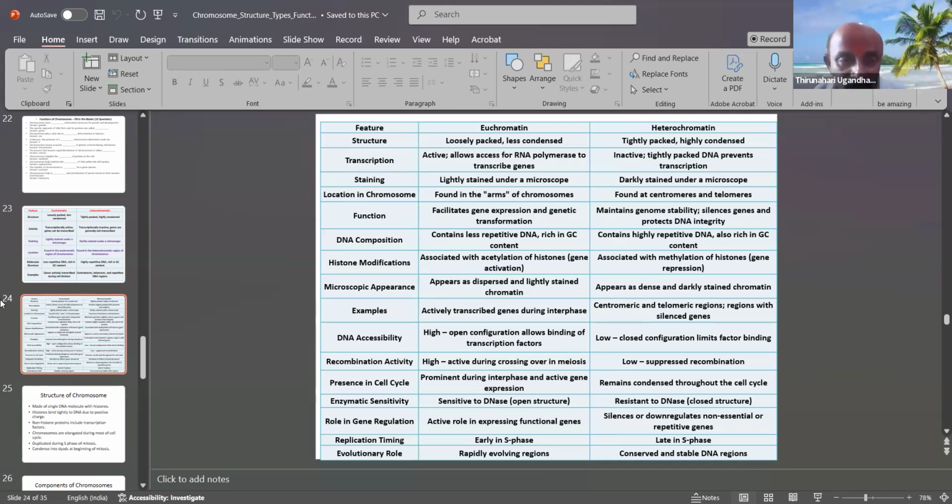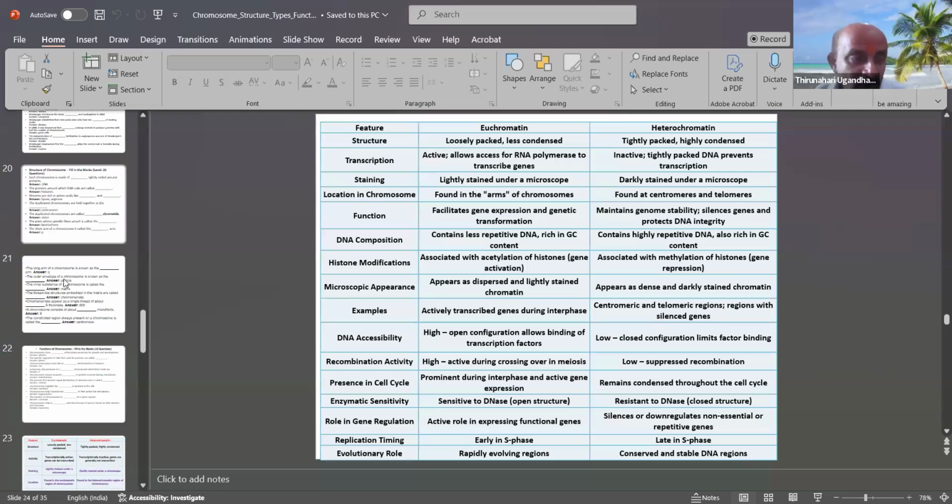These are important points which can be asked in entrance coaching exams. That was the chromosome structure only, not the chromosome chemical composition and the complete structure of heterochromatin and euchromatin. It can be taken in the next class.